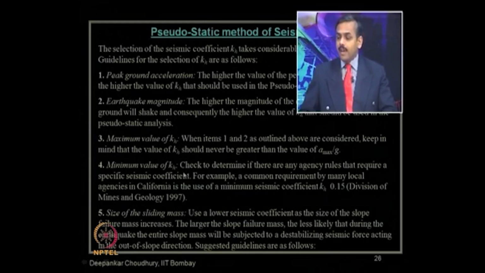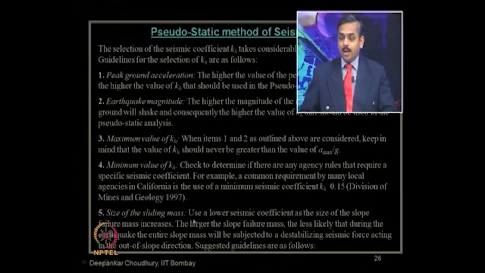Now, the minimum value of kh: what should be the minimum or threshold value? It needs to be checked if there are any agency rules that require a specific seismic coefficient. As we have mentioned, there can be some guideline for a threshold value of acceleration, and that will be your minimum value. For example, local agencies of California use a minimum seismic coefficient kh of 0.15, as far as the 1997 recommendations of the Division of Mines and Geology are concerned.